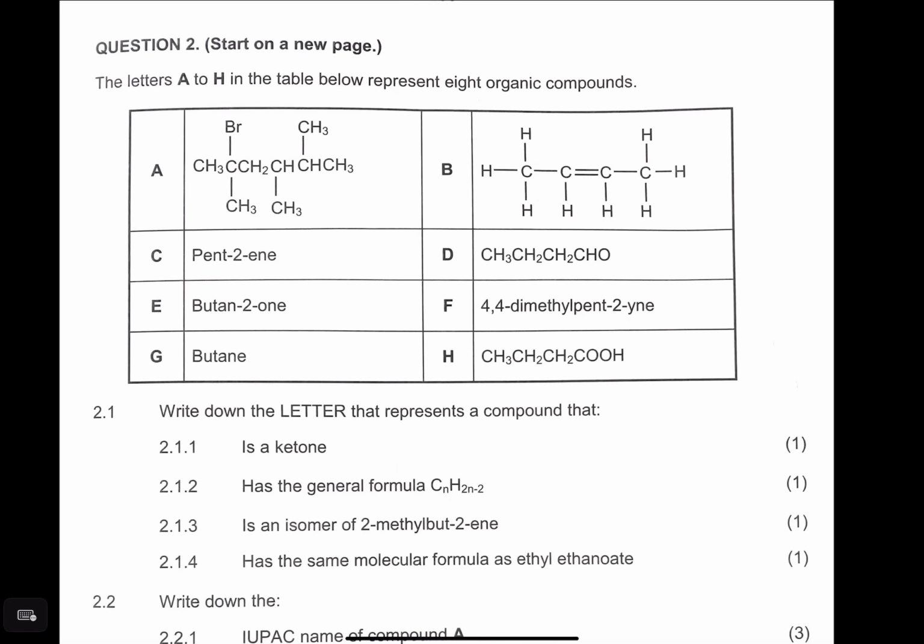And yeah, I'm going to help you with question 2, which obviously is based on organic chemistry.